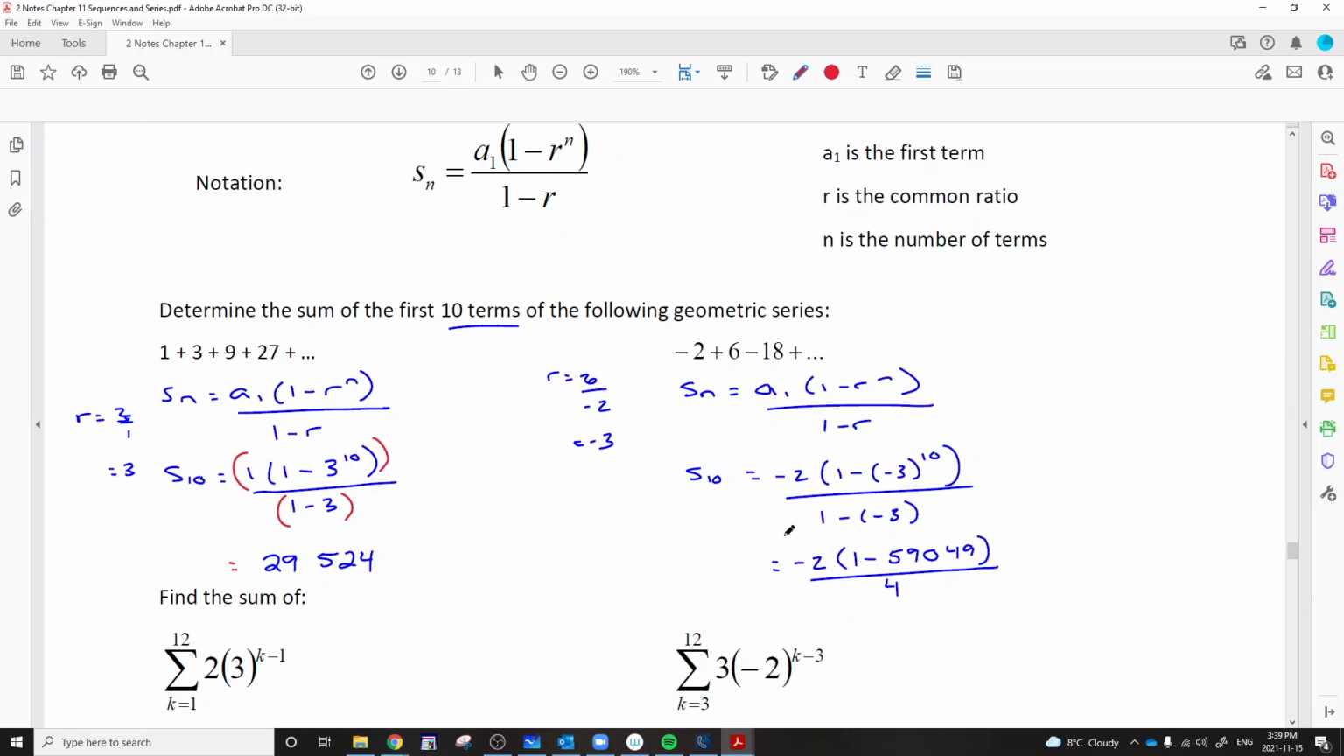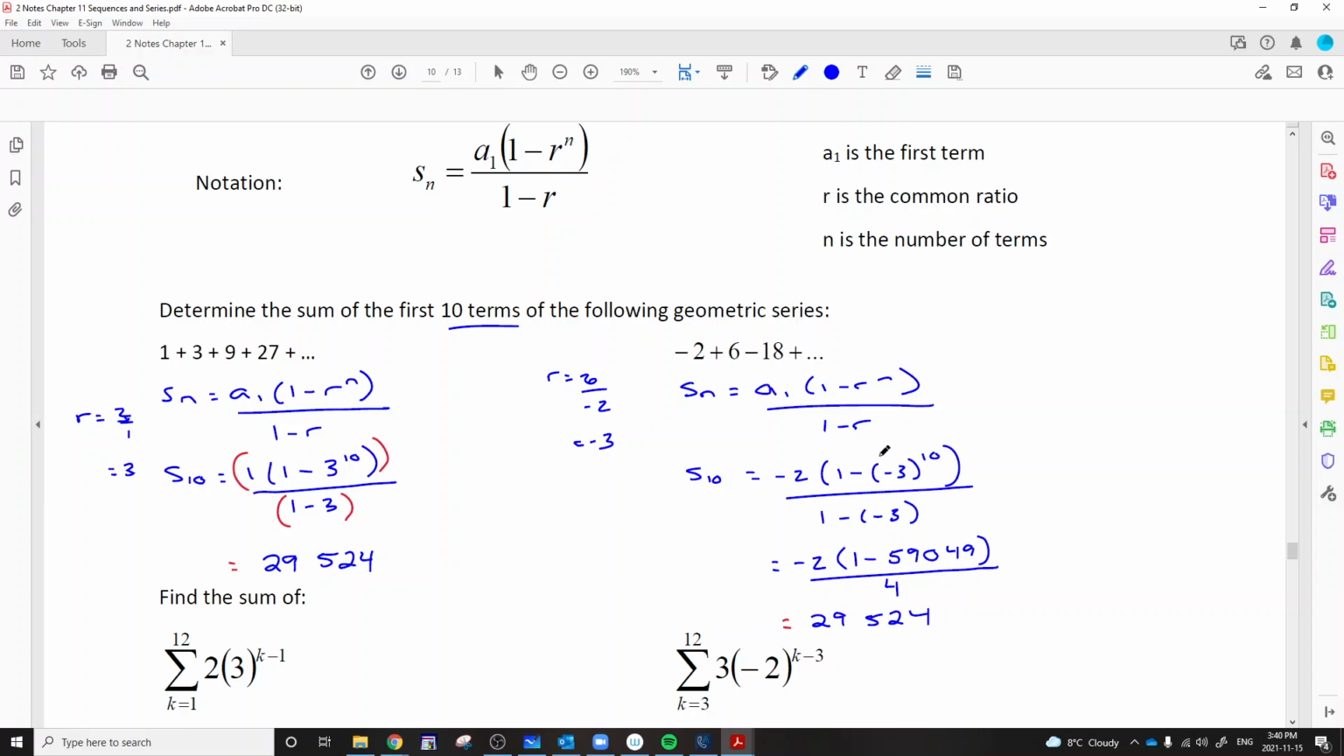So make sure you're really good with your calculator to plug this all straight in, or make sure you do this first. Negative 3 to the 10 gives me a positive number. And now maybe you can plug that in. So negative 2 bracket 1 minus 59,049 unbracket divided by 4. Now you should get as your sum 29,524.4.